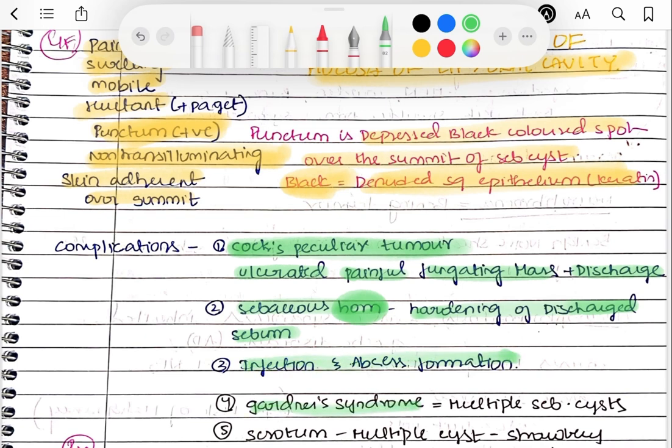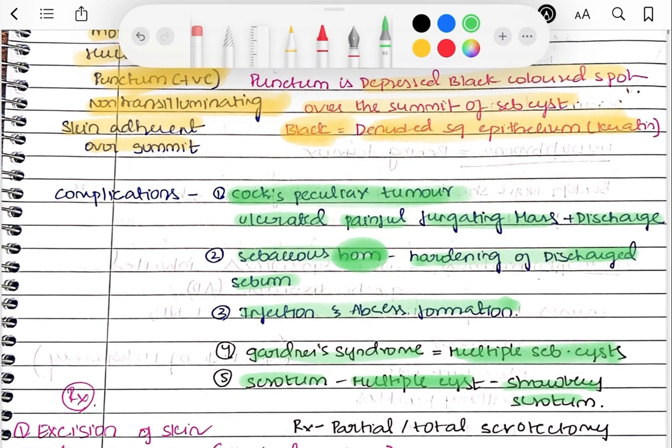And in the Gardner's syndrome, you can see multiple sebaceous cysts. And in the scrotum, usually multiple sebaceous cysts can be found on the scrotum. It is also known as strawberry scrotum. So what is the treatment of it? You have to remove the scrotum, right?